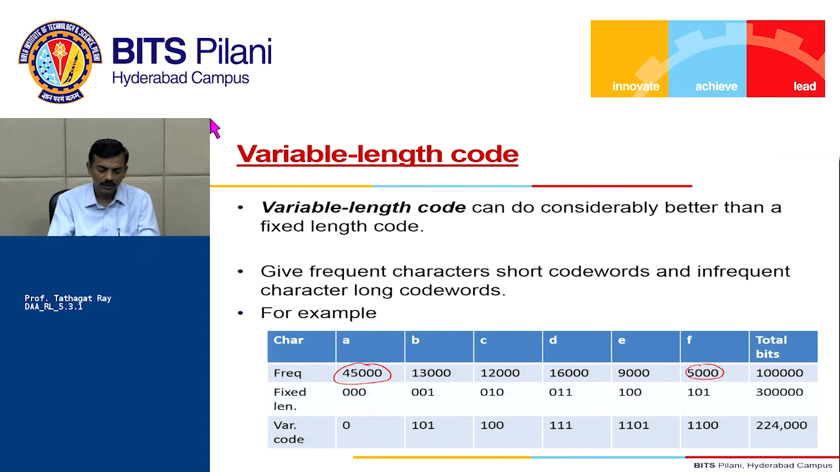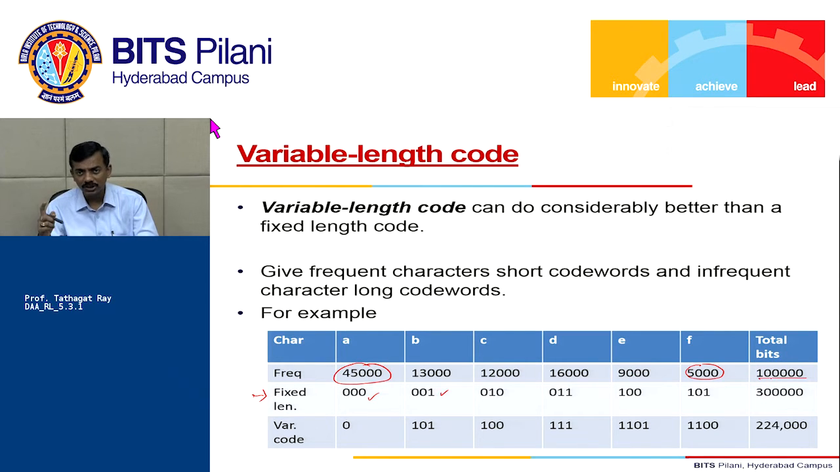Let's say you give A the code 000, B as 001 and so on. So every character gets 3 bits. In total, how many A's are there? 45,000 A's. So if we count how many bits will be required to encode this entire file using fixed length encoding, it is 3 times 45,000 plus 3 times 13,000 and so on. This entire file has 100,000 characters.